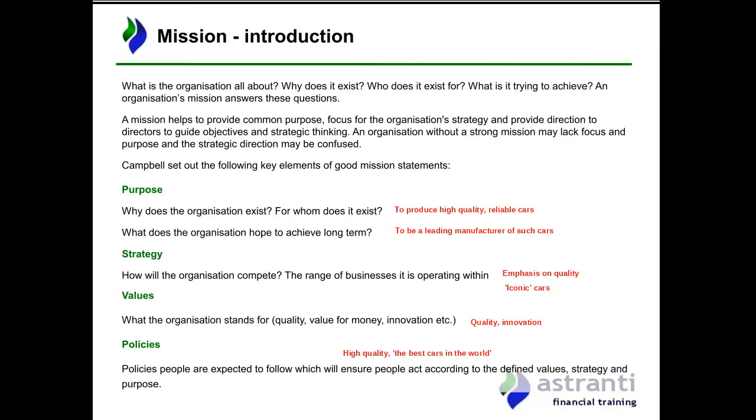So looking at these 4 key areas and feeding that all together, we can come up with this idea that Ashworth Lea are trying to make the best quality or the best cars that can possibly be made. And that might be a guiding mission statement for them to abide by.